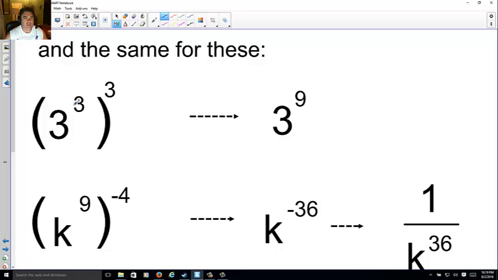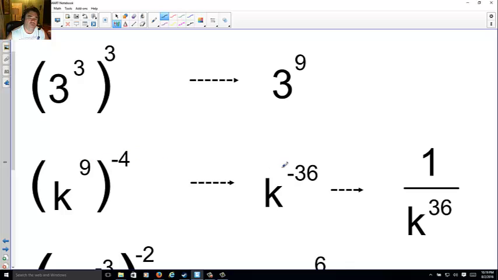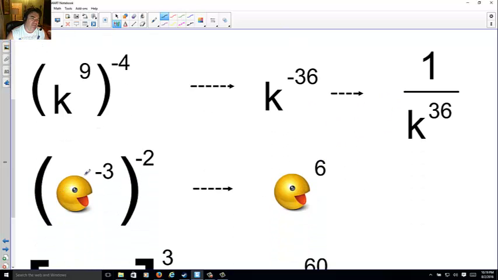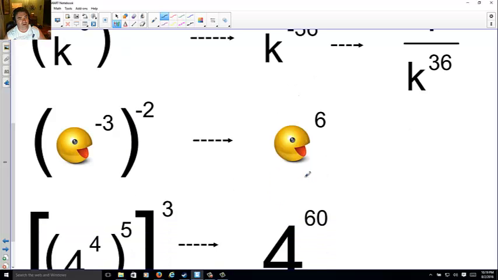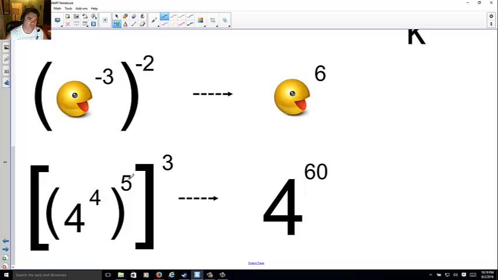Same for these. So 3 to the third, 3 times 3 is 9. 9 to the negative 4 is negative 36, and remember that means it goes down below. So you have 1 over k to the 36. Pac-Man to the negative third to the negative second. Negative 3 times negative 2 makes positive 6, so it's actually Pac-Man to the 6th power. And 4 to the 4th to the 5th to the 3rd, it looks like a lot. Just take 4 times 5, which is 20, times 3, which is 60, 4 to the 60th.